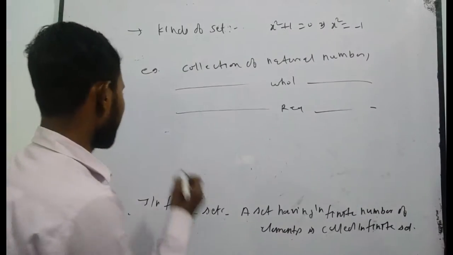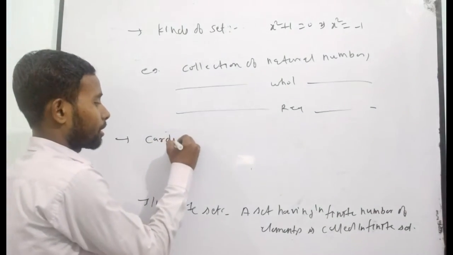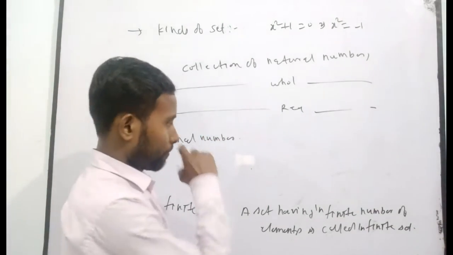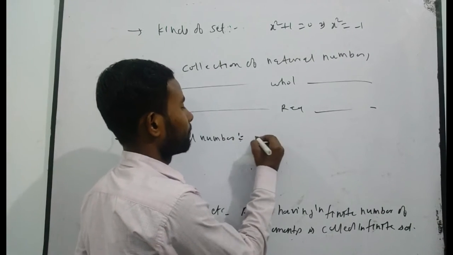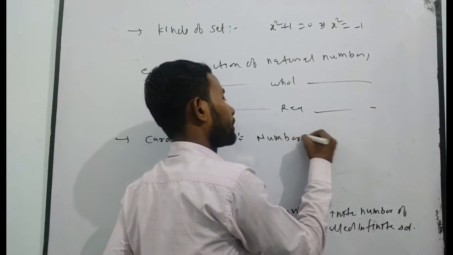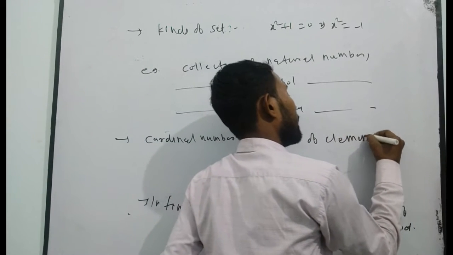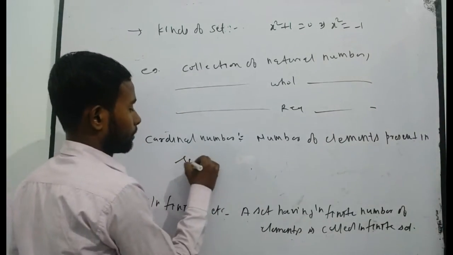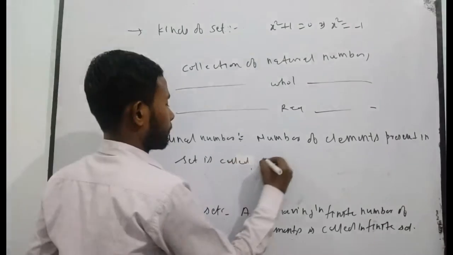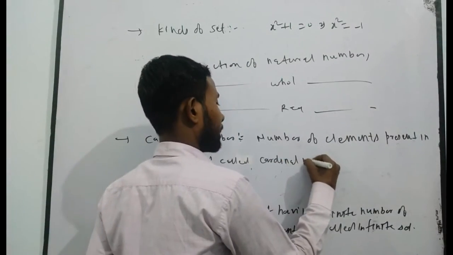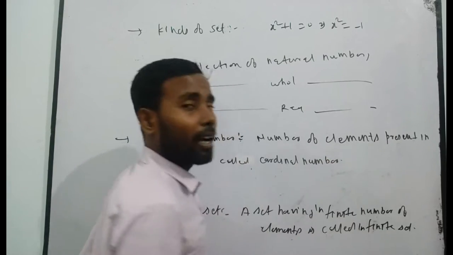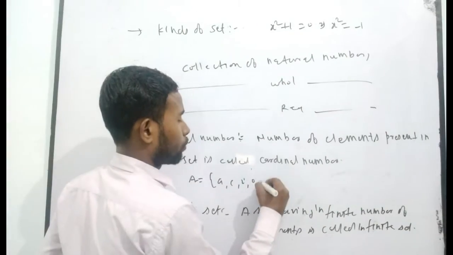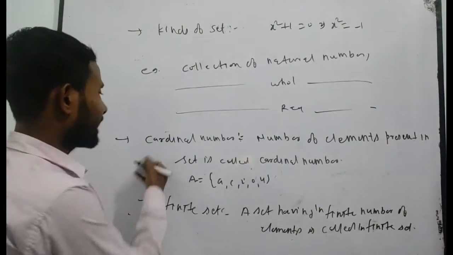Now I will discuss the next definition, cardinal number. Number of elements present in a set is called cardinal number. Suppose that A is a set having a, e, i, o, u. There are only 5 elements. What is the cardinal number of the set?